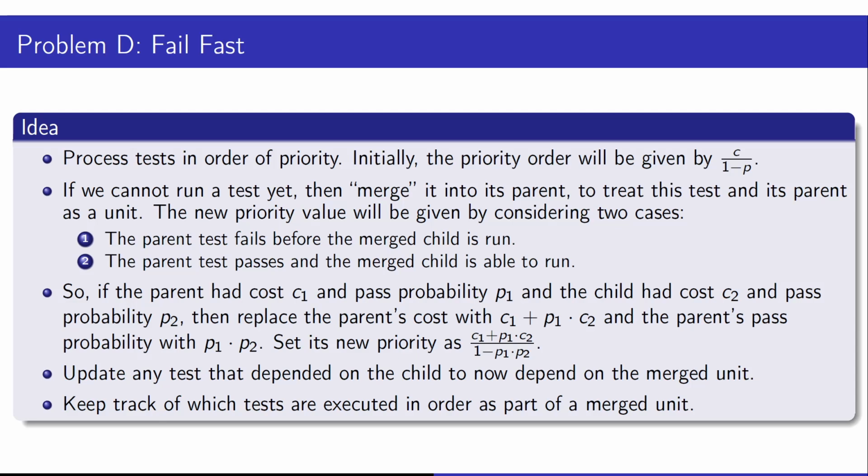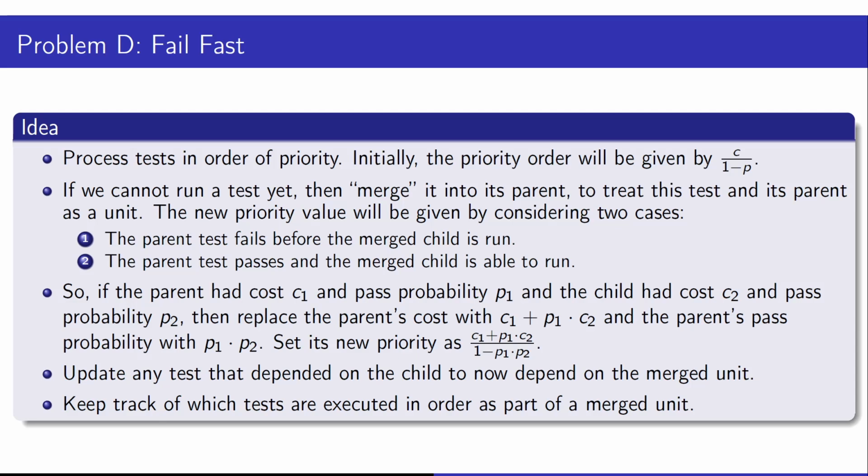So initially, we will assume that there are no dependencies, and then give all tests the priority c over 1 minus p, and we will try to process them in that order. If we cannot run some test, then we will do a merge operation where we consider that test and its dependency as a single test, and we update its cost and probability of success accordingly.